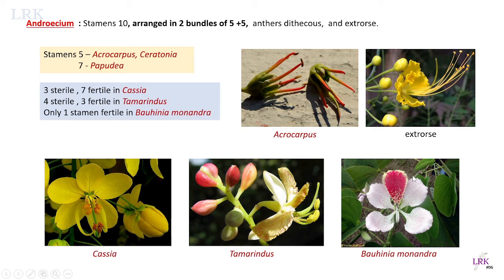You can see here only 3 appear in this image, so the other 4 are very short. Okay, 4 are sterile and 3 are fertile in Tamarindus. And in Bahinia monandra only 1 stamen is fertile. So this is Bahinia monandra, monandra, only 1 stamen. Okay, so this is regarding androecium.